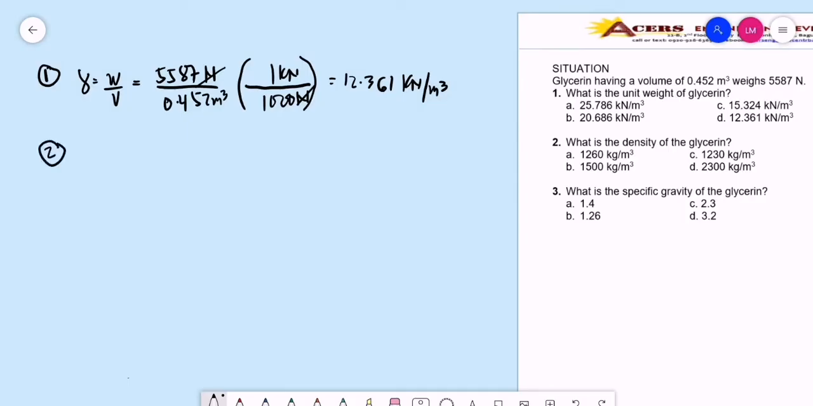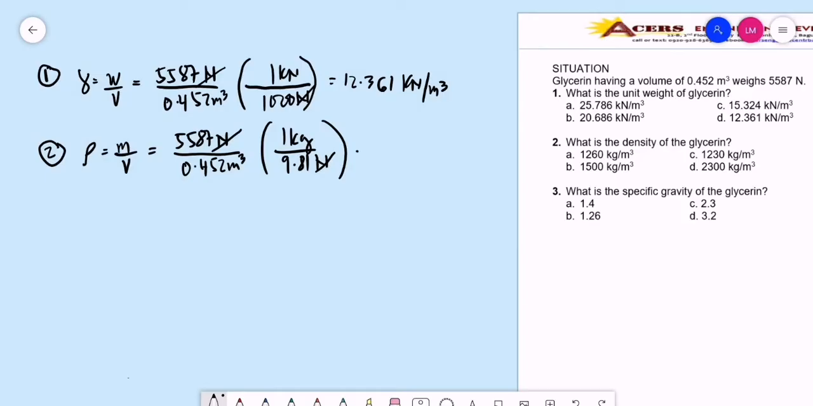Then number 2, what is the density of the glycerin? Density is basically equal to the mass divided by the volume. We don't have the mass, but we can convert the weight into mass. This is equal to 5,587 newtons divided by the volume, 0.452 cubic meter. The required unit is kilograms per cubic meter. 1 kilogram is the same as 9.81 newtons. So cancelling the newton unit, the remaining unit will be kilograms per cubic meter. 5,587 divided by 0.452 divided by 9.81, and we'll have a value of 1,260 kilograms per cubic meter.